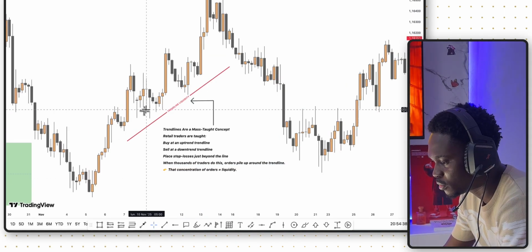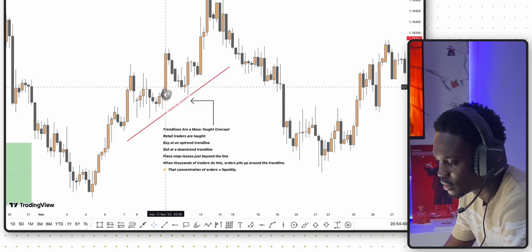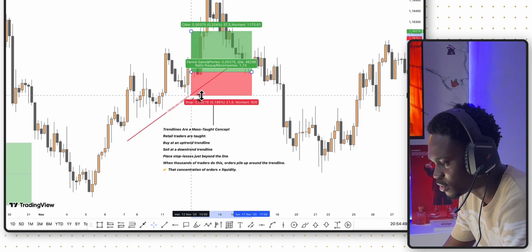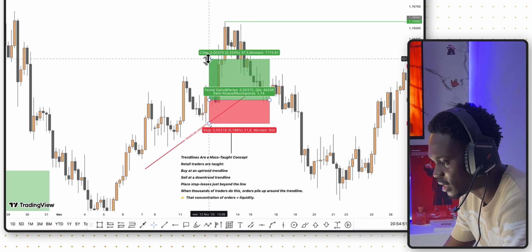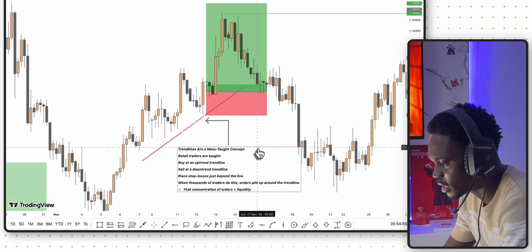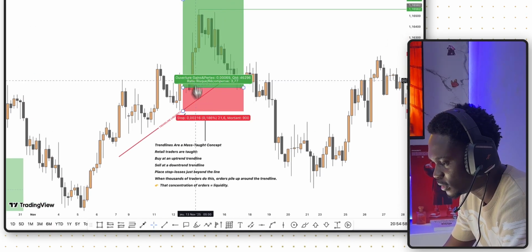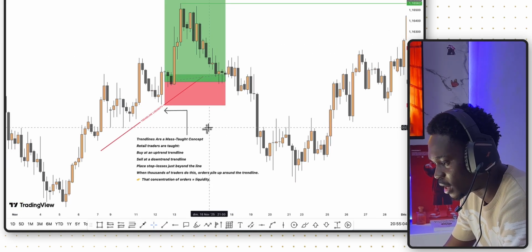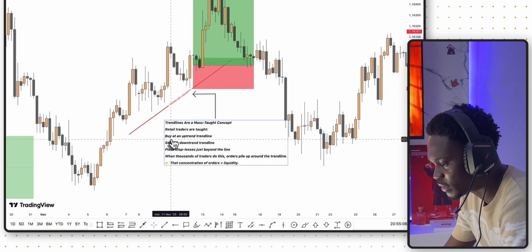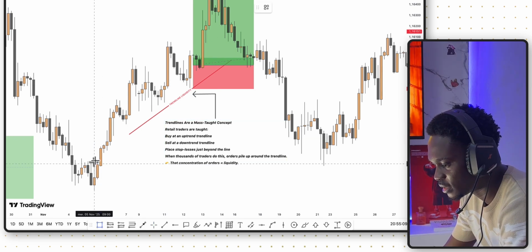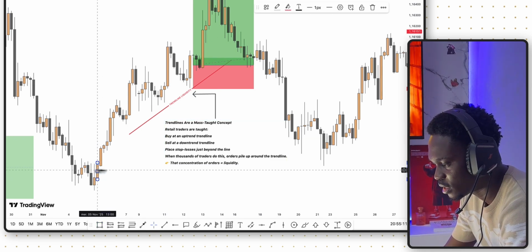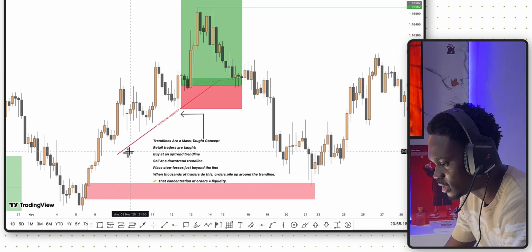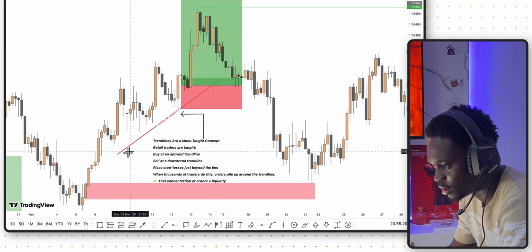We have 1, 2, 3, 4 touches, so we have a trend line. We will buy here and our stop loss will be here. We will be targeting this high. The market simply moves a little bit and reverses back to sweep our liquidity. After sweeping that liquidity, the price directly reacts from this demand zone here. Okay, so you see how liquidity is very important in our trading.